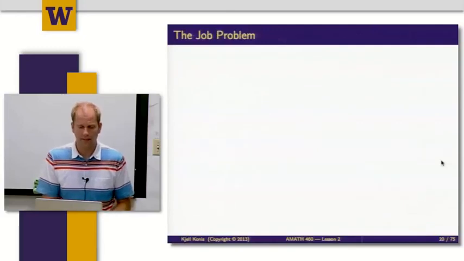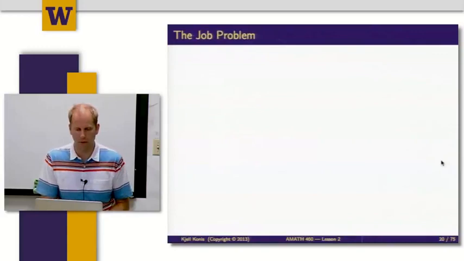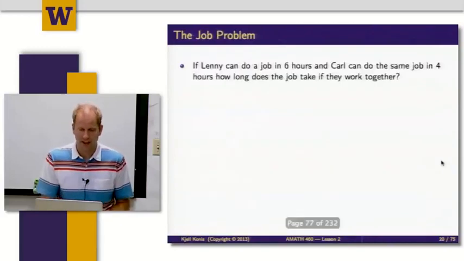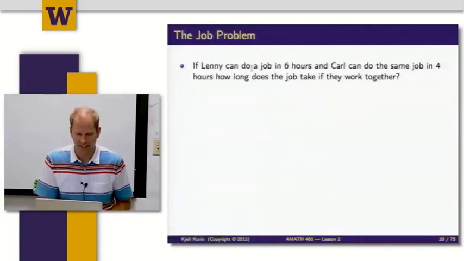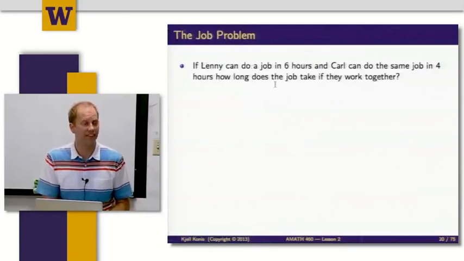So let's look at something I call the job problem, which seems to give a lot of people quite a lot of trouble. I take my motivation quite often from The Simpsons. So I said, if Lenny can do a job in 6 hours and Carl can do the same job in 4 hours, how long does the job take if they work together?